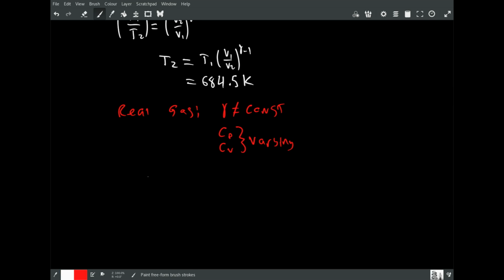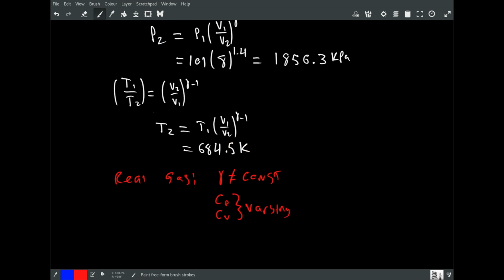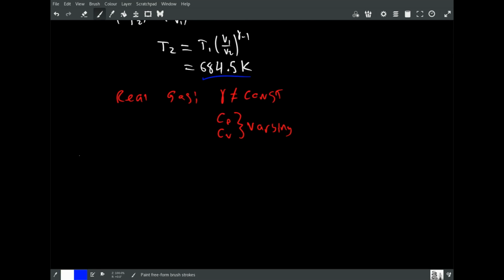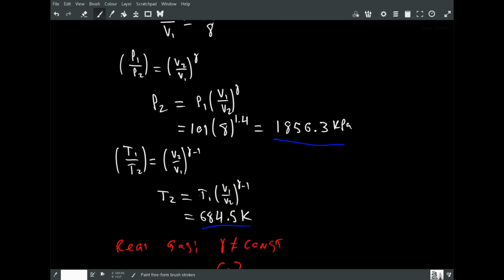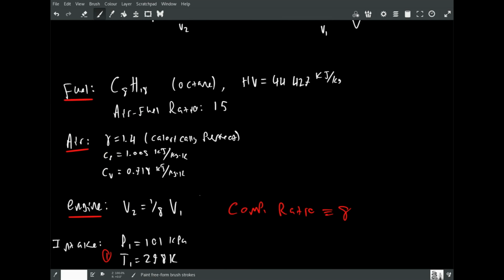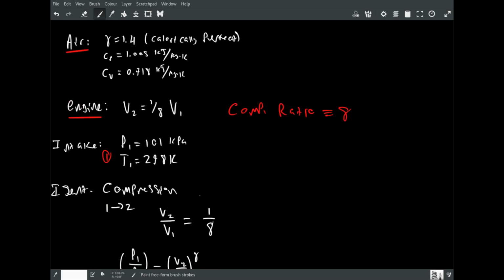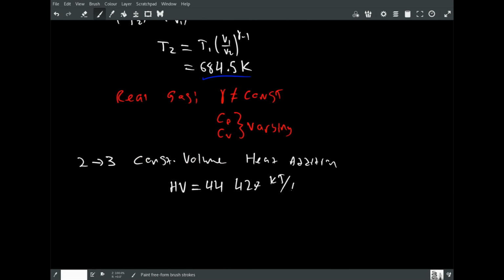So next we're going to do our heat addition. We've got these two values up here. I'll underline them in blue. We've got this one, we've got this one. Now for point 3, or in other words, the process from 2 to point 3, which is our constant volume heat addition, this is where our fuel properties come into play. We know that our heating value here was 44,427 kilojoules per kilogram. Now, this is important to note, that's per kilogram of fuel.